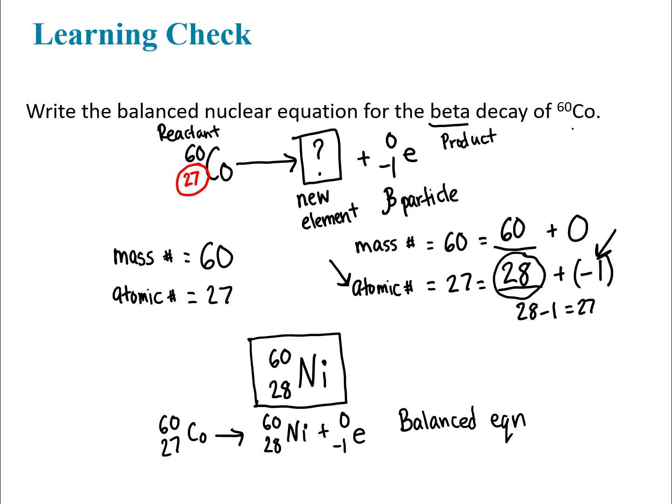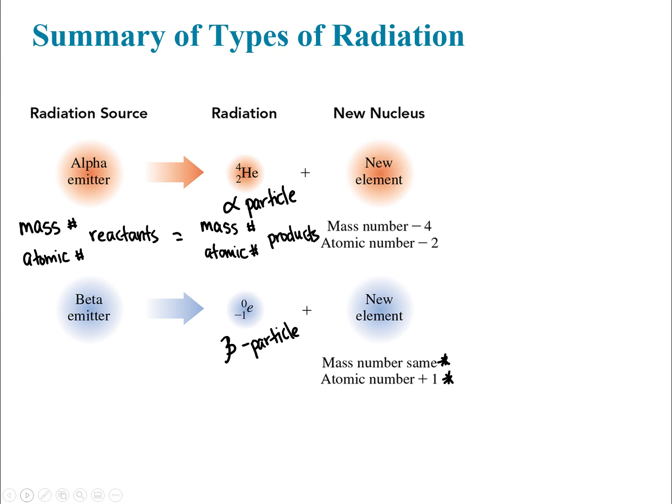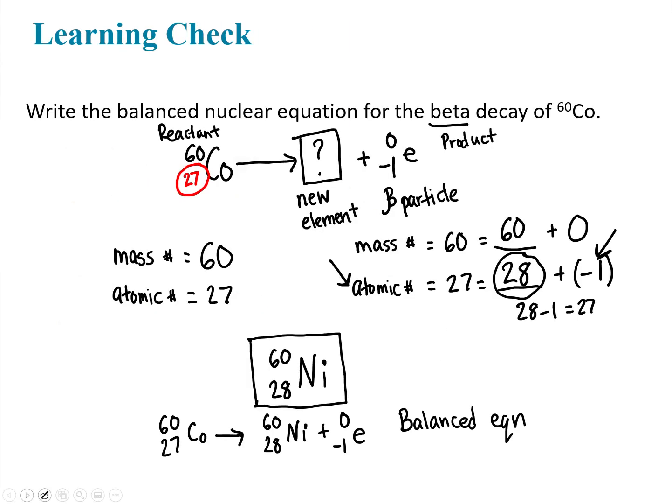So let me go back to here. We went over the types of radiation, and these are the different types of equations you're going to have to be able to write. That is the symbol for a beta particle. So in our problem, it said that the cobalt 60 is a beta emitter, so beta decay. You have to know that beta decay means one of your products is going to be a beta particle and what that means. Okay? Great. You're welcome.